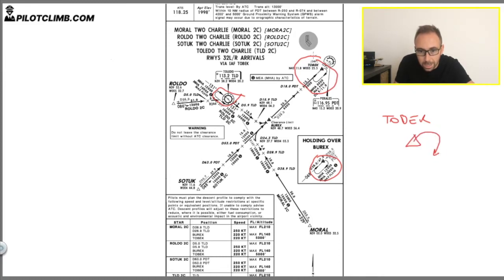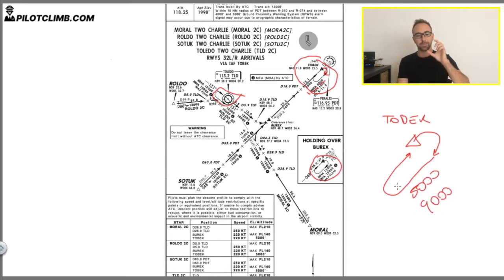So it's a right turn, as you can see here. It's a right turn, okay? Then it has a minimum holding altitude, MHA, of 5,000 feet and a maximum altitude of 9,000 feet, all right? So we can fly this holding here, the Tobec holding, between 5,000 feet and 9,000 feet. Okay, we have a precise airspace where you can fly this holding.